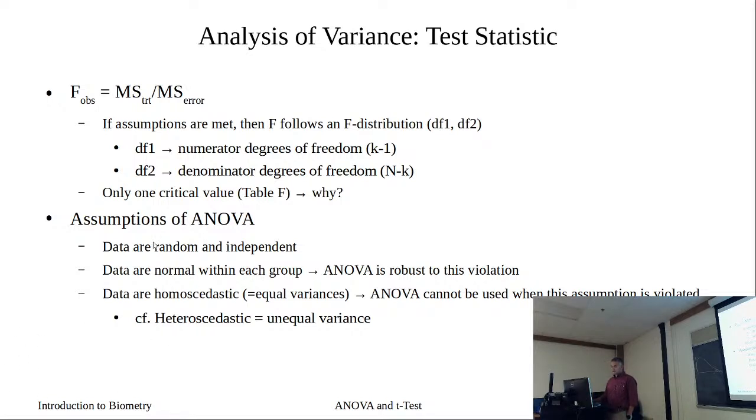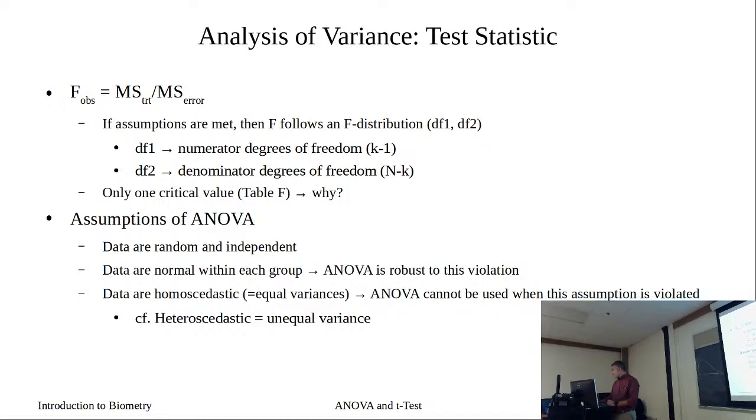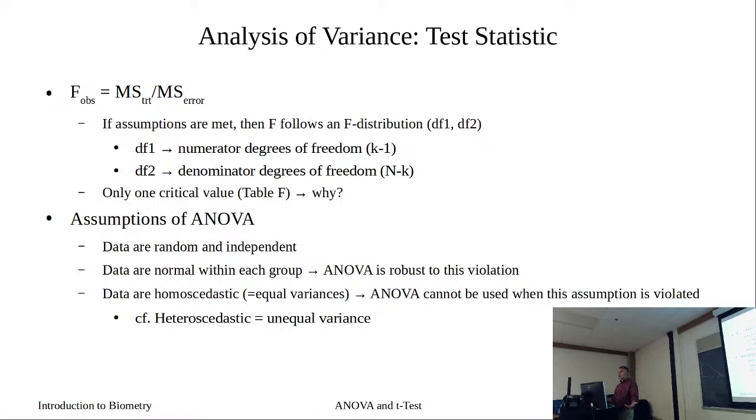So of our assumptions, definitely random and independent, we plan for it when we collect our data. The normality within each group, ANOVA is robust against that violation. So if we have slight deviations, or if we look at it and maybe one or two of our groups look slightly non-normal, no big deal. ANOVA can handle it. All right? But ANOVA cannot handle unequal variances. All right? ANOVA cannot handle that. So we'll have to learn how to address situations when we violate these assumptions.